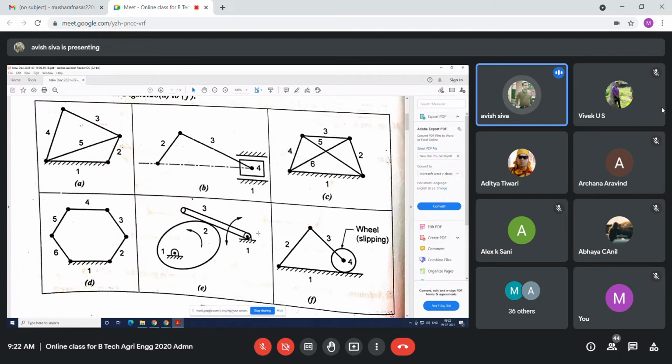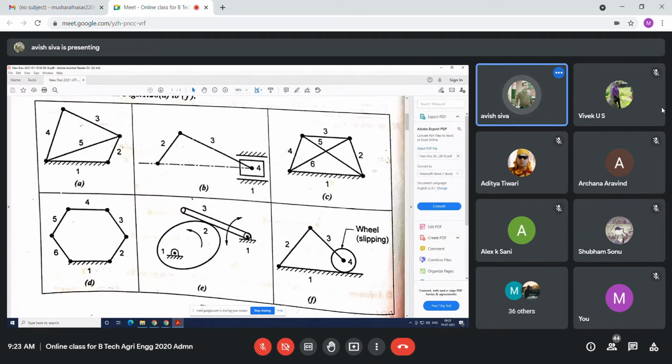Figure D. Look at figure D. What will be the total number of links? It is not 5. Look at the figure. It is clear from the diagram that the number of links is equal to 6. Then what about the number of joints in figure D? The number of joints is equal to 6. What about degrees of freedom? Yes, 3. The number of degrees of freedom will be 3.